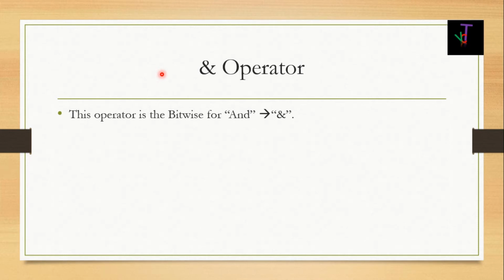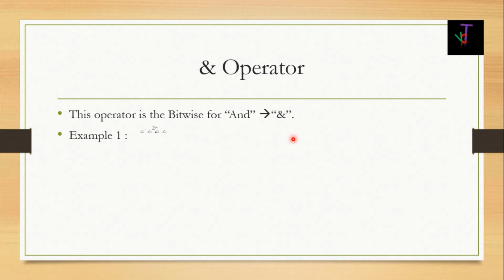What it actually does is it divides both the numbers into its bits, just like the logical AND operator, which gives the result true when both the conditions are matched. Here the result comes out to be 1 only when both the bits of the numbers are equal to 1. I'll explain this to you with an example.